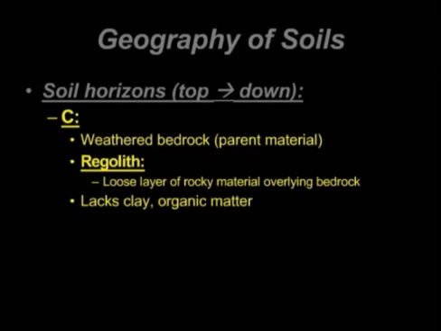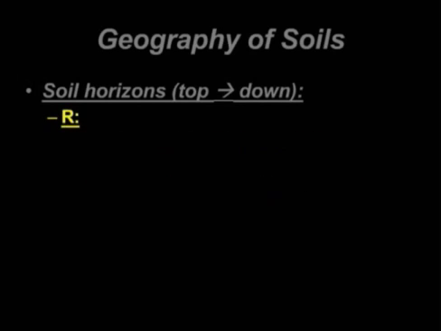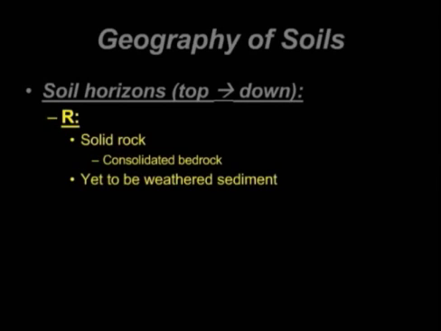And finally, we get down to the R layer. R stands for rock, and so this is solid rock, the underlying bedrock. This is also referred to as consolidated bedrock. This is rock that will soon weather away and become part of the C layer, the regolith layer.